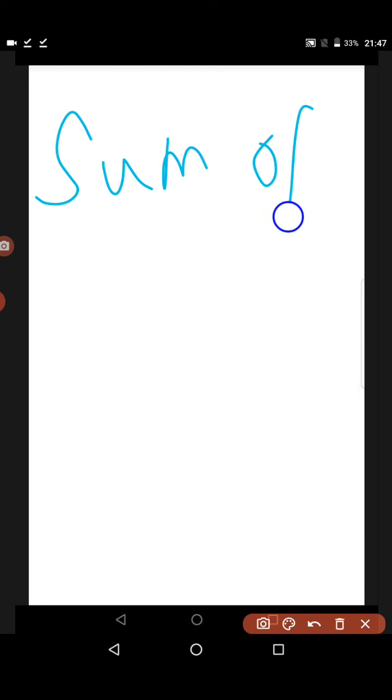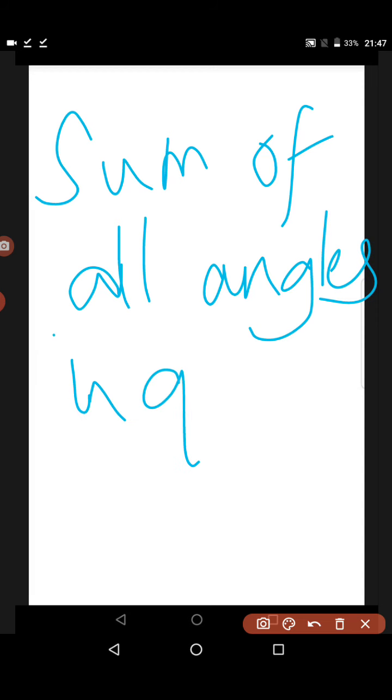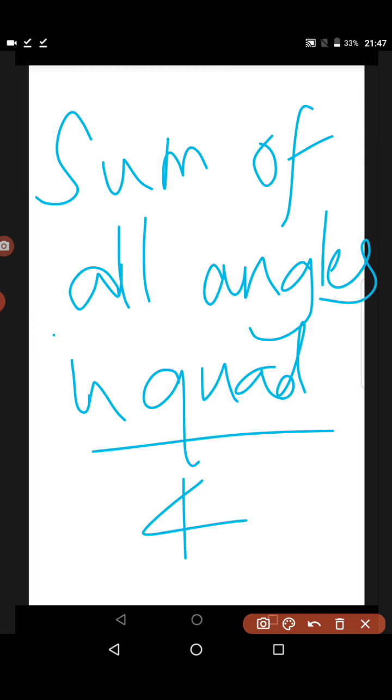And one more important point we are going to learn in 8th standard is the sum of all angles. That point we couldn't find by just seeing the figures. In a quadrilateral the number of sides is 4, because in quadrilateral the word quad means 4. That is the simple meaning. That's why it is called quadrilateral.